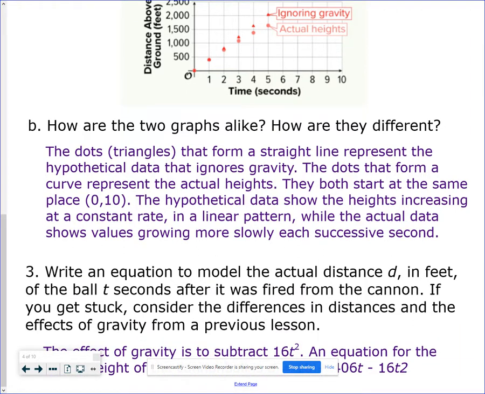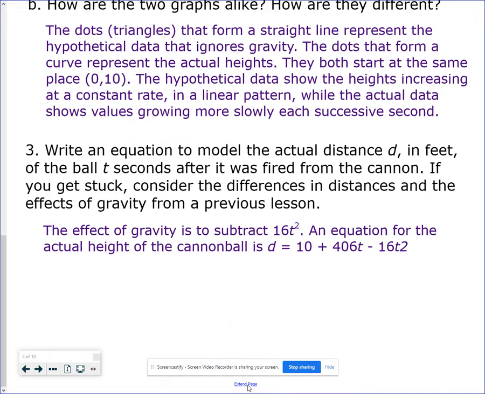Now, I have the equation already kind of showing here, but I want to show you where all of these parts are coming from. This part we already had, right? That's the cannonball. It started at 10 feet. That's the initial amount or the starting amount. And the 406t was how much it was increasing in height every single second. That would be like, oh, what's the word I'm looking for here? The velocity. That's the word. Right? It was 406 feet per second. That minus 16t squared, we used that in the last lesson. That's the effect of gravity. That's what's slowing it down. That minus 16t squared, that's gravity.